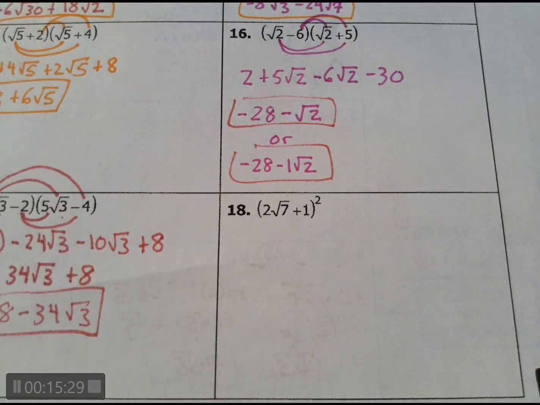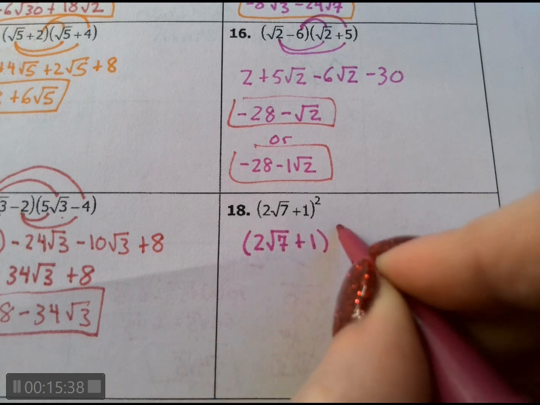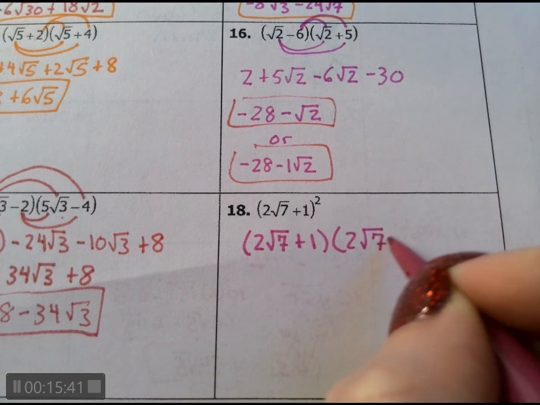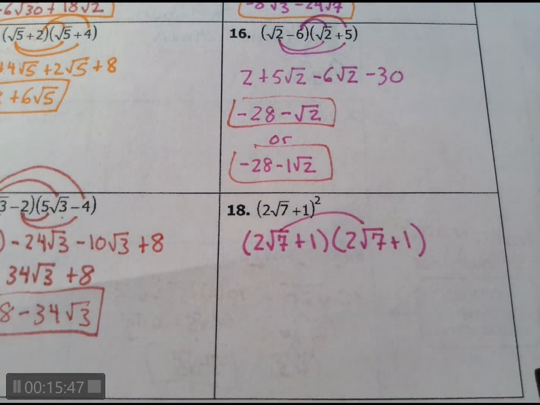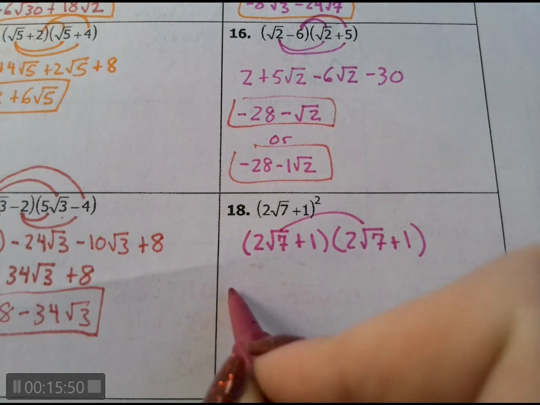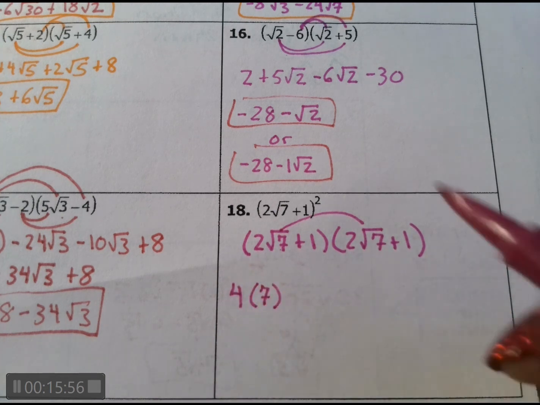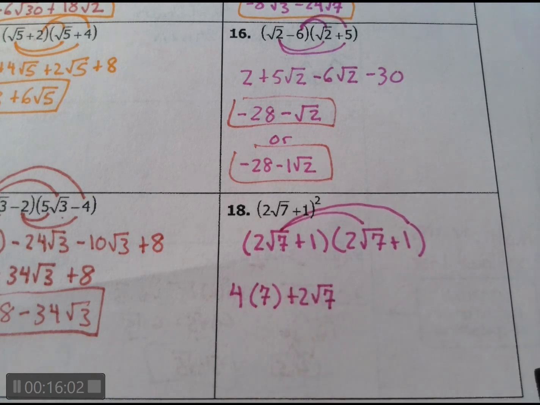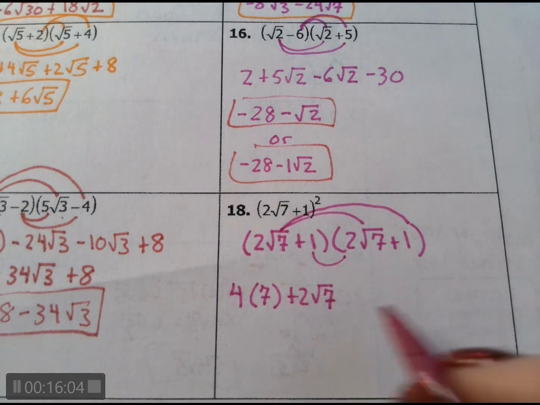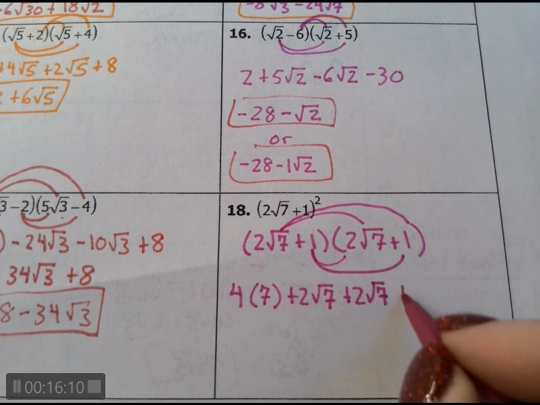2 square root 7 plus 1 squared. So the first thing we need to do is expand this out. Alrighty. So now we have 2 square root 7 times 2 square root 7. So 2 times 2 will give us 4. Square root 7 times square root 7 will give us 7. And then 2 square root 7 times 1. So 2 square root 7. And then 1 times 2 square root 7. And then 1 times 1.